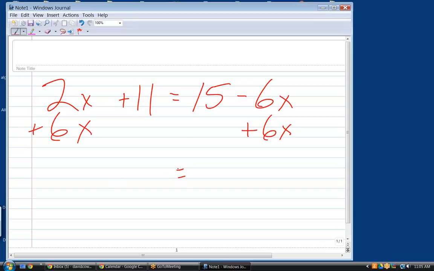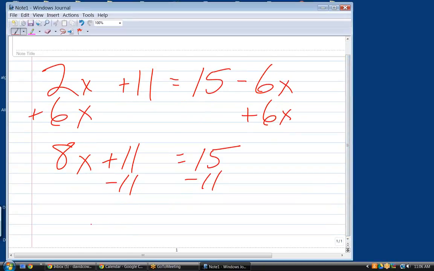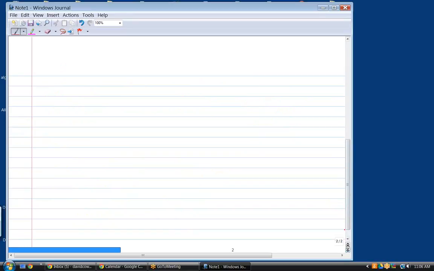What's the next line after I do that? 7x. Okay, first of all, what's 2 plus 6? Oh, 8, I mean. Okay. Plus 11. Okay. Equals 15. Okay, now what's the next step? We subtract 11 from both sides. Okay. And the next line? 8x equals 4. And the next line?